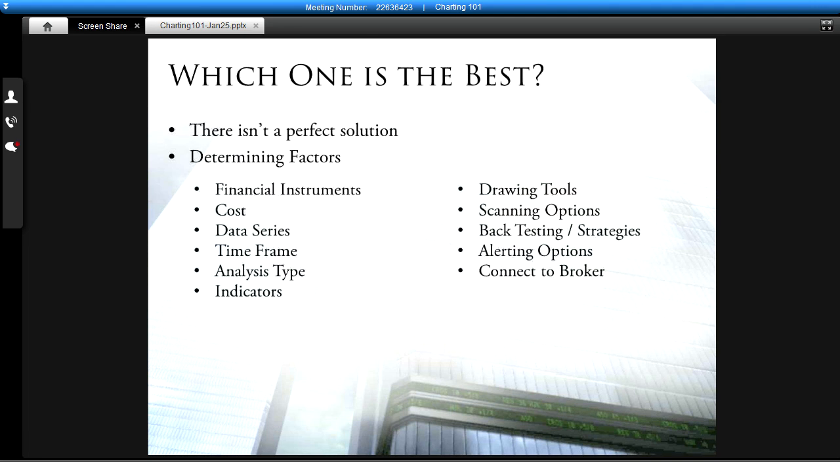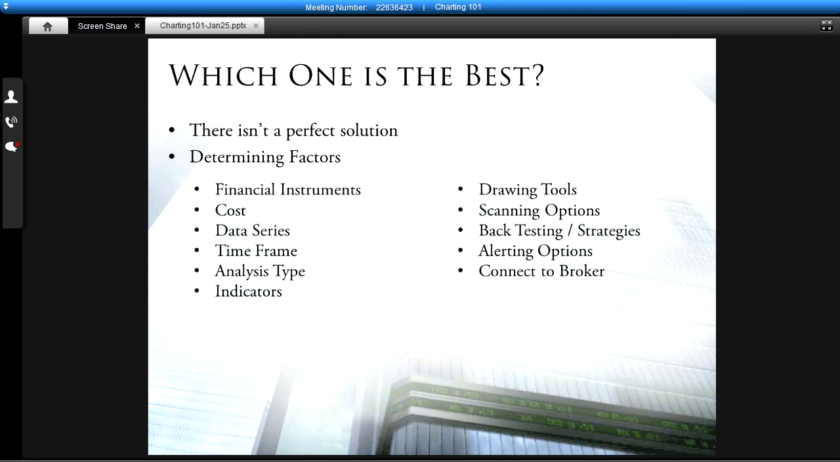So, which one's the best? Well, there isn't. I still flip flop between different charting softwares because I like it for one feature or I like this for that, and still haven't nailed down which one's my favorite. But I just wanted to provide you a lot of different features that you may want to consider when you're looking for a stock charting software for yourself.